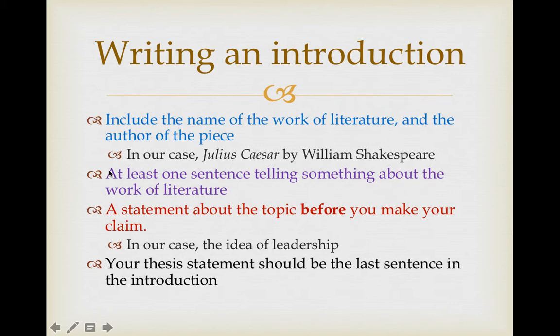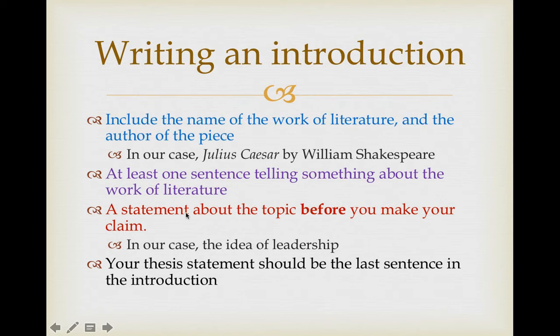You're going to write at least one sentence telling something about the work of literature. Now, I know that sounds super vague, and it kind of is. You have some freedom to write what you want to say about the work of literature, what you find to be important, but that is kind of a summary statement, and it can be more than one sentence, but again, it's some background. What is it about? Who are the characters? What happens? Kind of your broad statements.